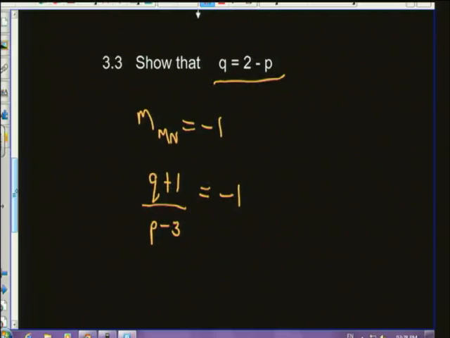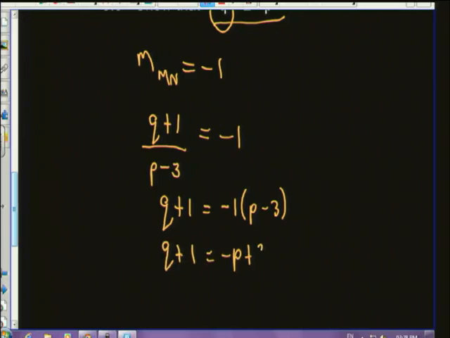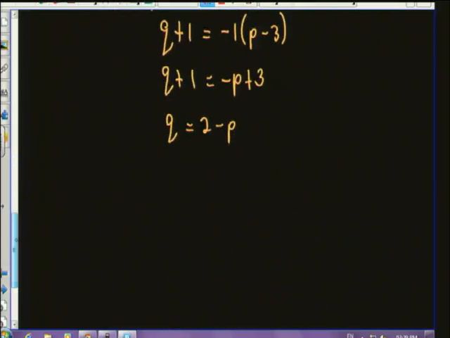So if you solve for Q now, because that's the subject of the formula, we're going to multiply both sides by P minus 3. So Q plus 1 is equal to -1 multiplied by P minus 3. So Q plus 1 is equal to -P plus 3, right? If you take that 1 over, we're going to end up with 3 minus 1, which is 2 minus P, which is what they want us to do. So we've answered the question.